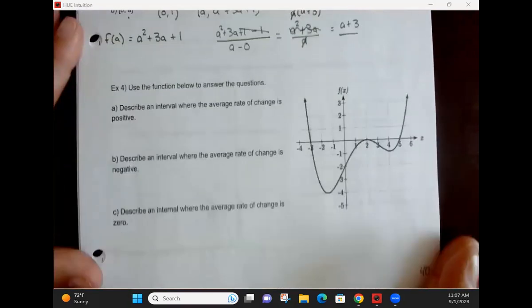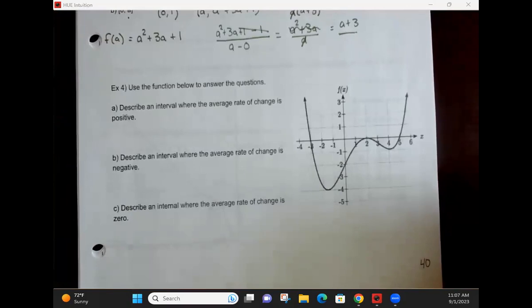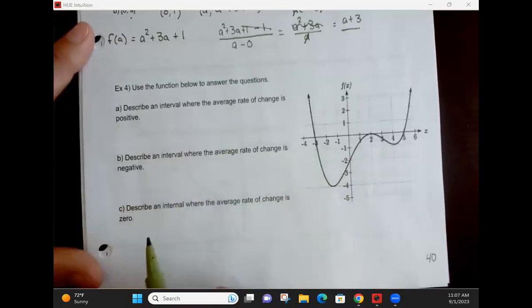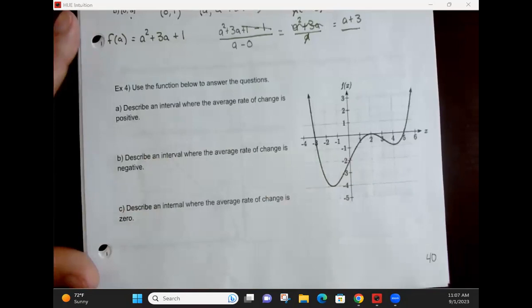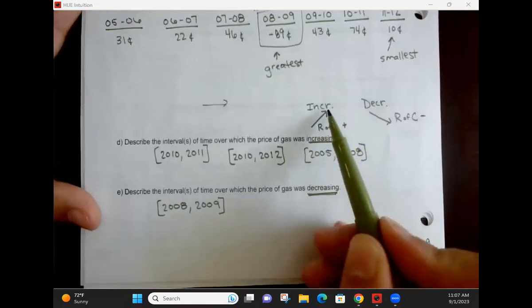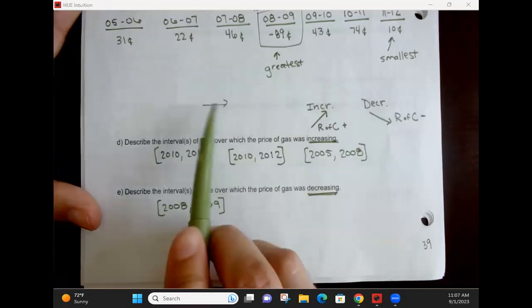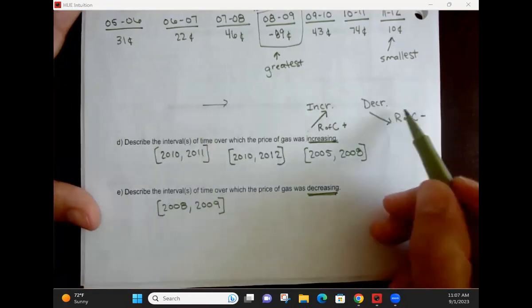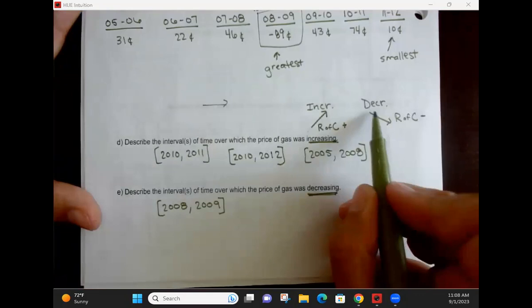For example 4, we're looking at a graph again, but this time I'm not actually asking you to find a rate of change for anything, okay? I'm just asking you to give me intervals where we expect our rate of change would be positive or negative. So describe an interval where the average rate of change is positive. So we talked about this on the last page, right? When my rate of change is positive, that's a section of my graph where we're increasing as we read from left to right. When my rate of change is negative, that's a section of our graph where we're decreasing.